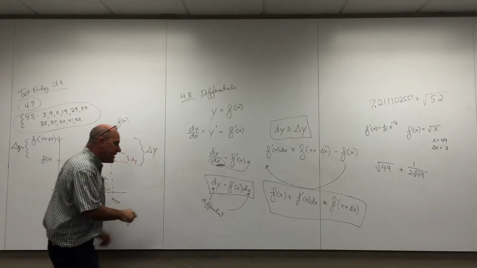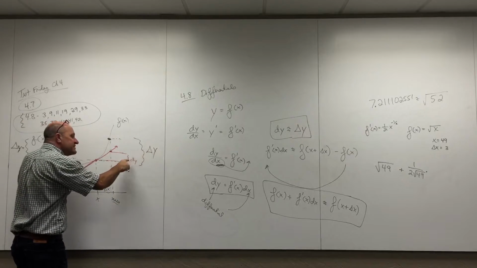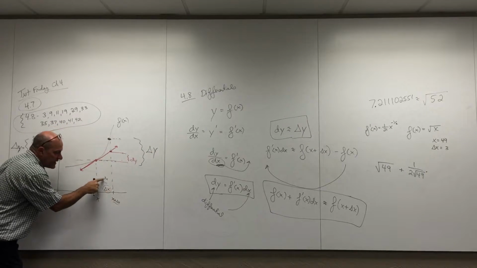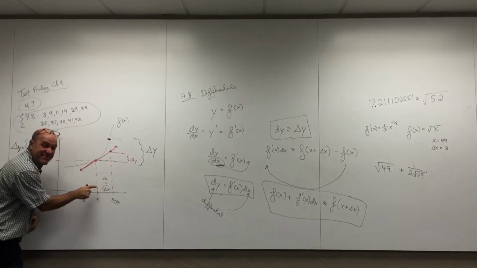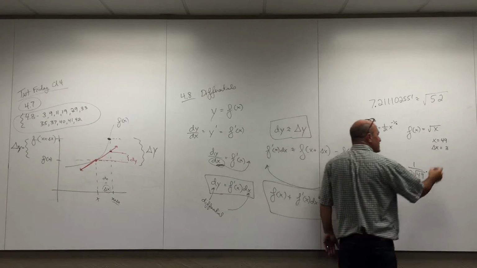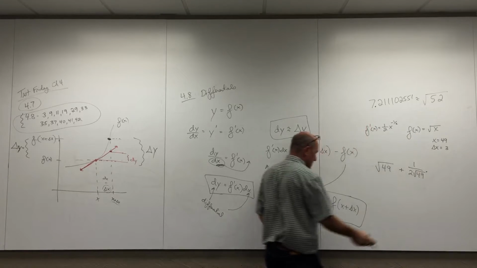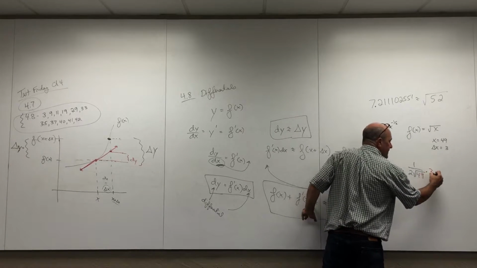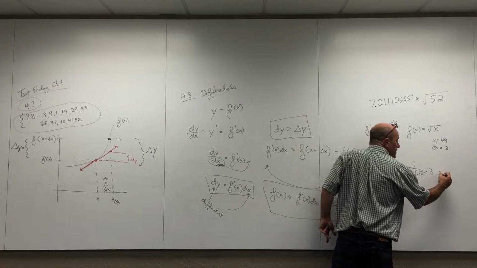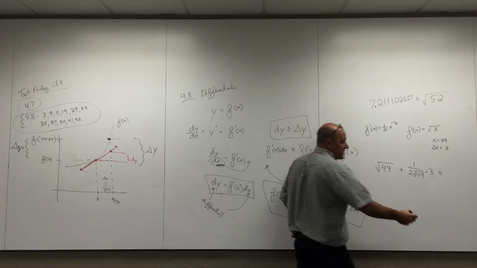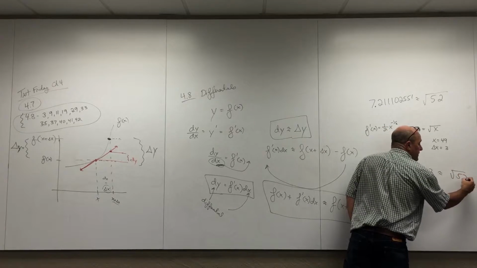It's the same thing. Is delta y the same as dy? No. They're close approximations. Are dx and delta x the same? Yeah, we treat them the same. So my dx in this formula is a 3. This should be it. This would be a good approximation for f of x plus delta x, or the square root of 52.